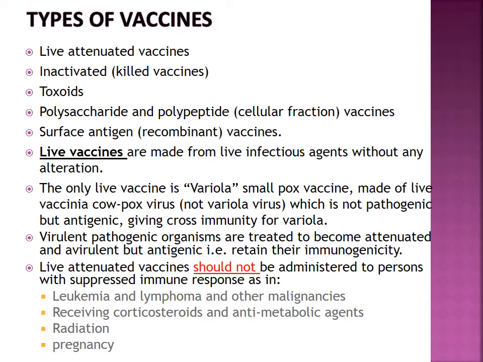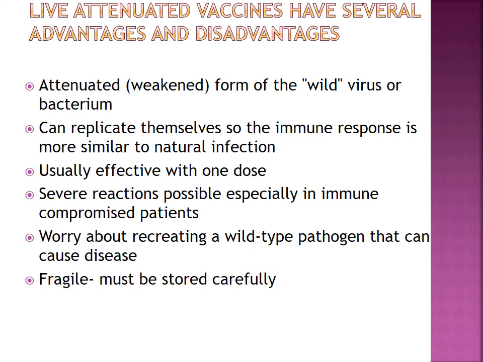The live attenuated vaccines should not be administered to certain persons, such as those with leukemia or lymphoma and other malignancies, because they are immunocompromised, in addition to those receiving corticosteroids and other metabolic agents, those under radiation, and the pregnant. The live attenuated vaccines have several advantages and disadvantages. These attenuated or weakened forms of the wild-type virus can replicate themselves. So the immune response is more similar to natural infection and is usually effective with only one dose. But severe reactions are possible, especially in immunocompromised individuals, and we have to worry about reversion to a wild-type pathogen that can cause disease. Also, these vaccines are fragile and must be stored carefully.